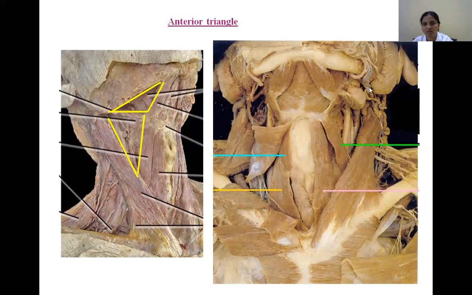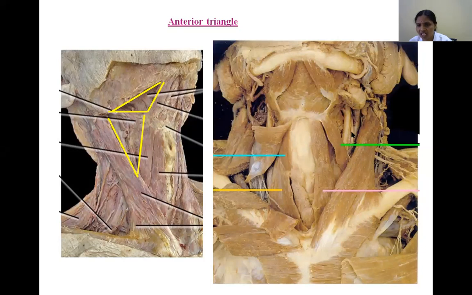And posteriorly, what is the boundary here? I have shown already the posterior belly of digastric. And posteriorly, what is the boundary? The anterior border of the sternocleidomastoid. See, this is the anterior border of the sternocleidomastoid. Among these three boundaries, what is this triangle called? Carotid triangle. And why is it named the carotid triangle? Because of its important structures. Here you can identify important structures. This is an artery, the common carotid artery, right? Then this is the internal jugular vein.